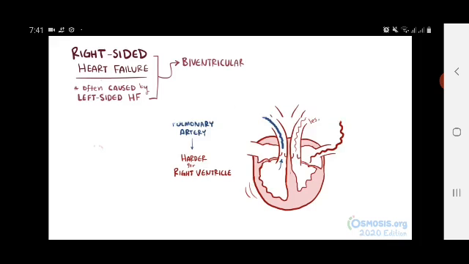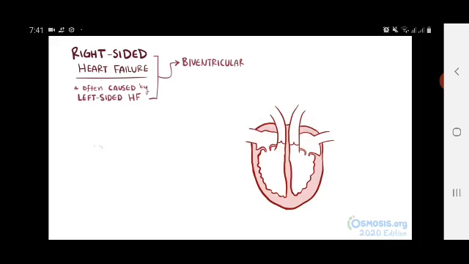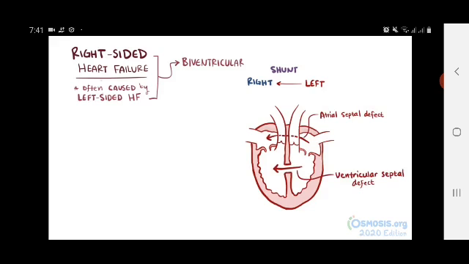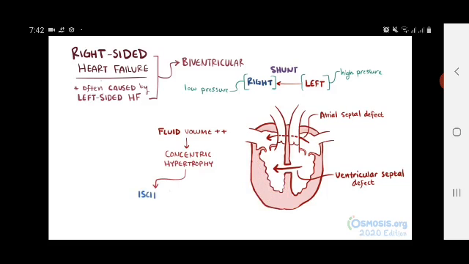Someone can also have isolated right-sided heart failure, though. And an example of this would be a left-to-right cardiac shunt. In these cases, there might be a cardiac shunt like an atrial septal defect or a ventricular septal defect that allows blood to flow from the higher pressure left side to the lower pressure right side, which increases fluid volume on the right side and can eventually lead to concentric hypertrophy of the right ventricle, making it more prone to ischemia, which is a systolic dysfunction, and have a smaller volume and become less compliant, which is a diastolic dysfunction.